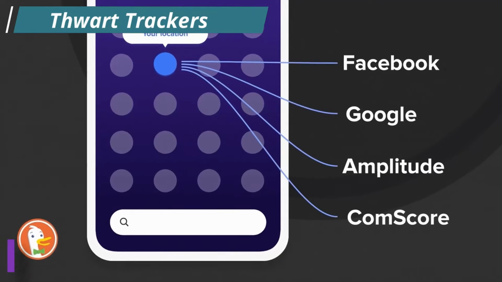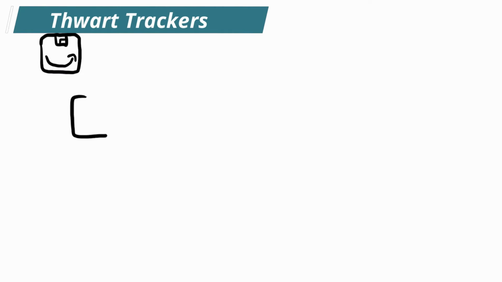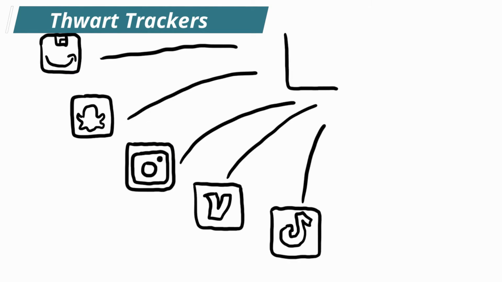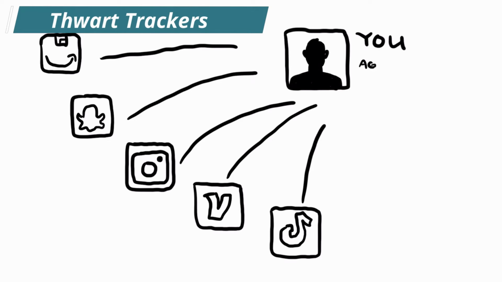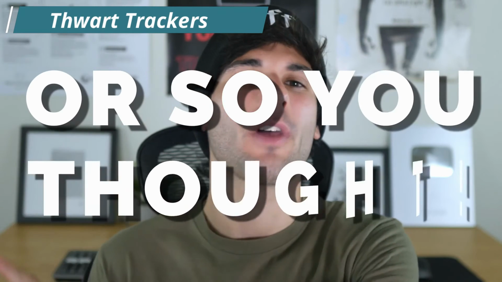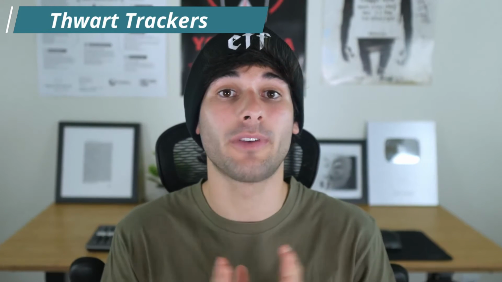Most of the apps on your phone have trackers, hidden software designed to collect data. These trackers are cross-referenced between your apps to build a comprehensive profile of who you are and what you do, all without your direct consent or control. Or so you thought. Today, I'm going to teach you how to find trackers in your apps and how to stop them in their tracks to give you more control in our world of surveillance capitalism.